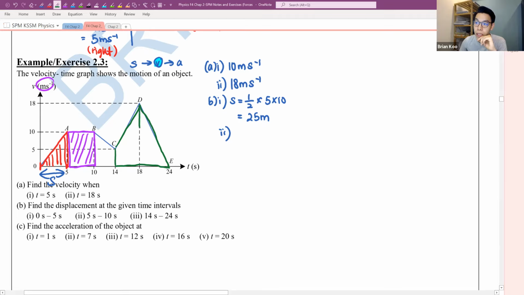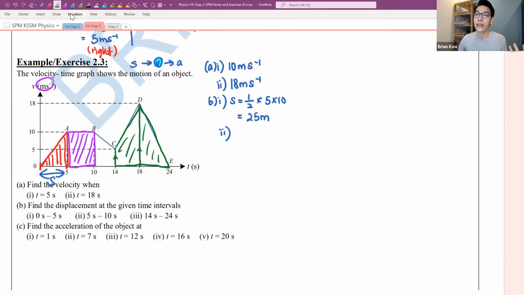For this one, I give you a small hint: you need to cut it like this. You see this one is a trapezium, this one is a triangle. You just add the two together. You can cut further if you want. Let's say you don't like trapezium. Some people don't like trapezium. They want to cut further into triangle plus rectangle. Can or not? Can. Up to you. It is just one more step, but it is up to you if you really don't like trapezium.